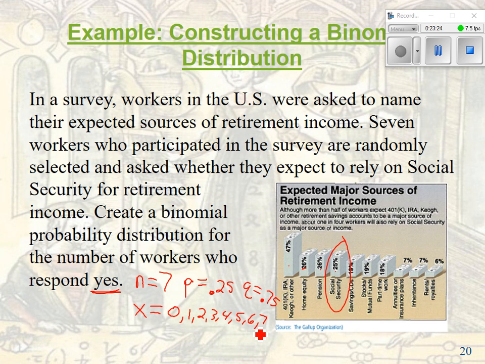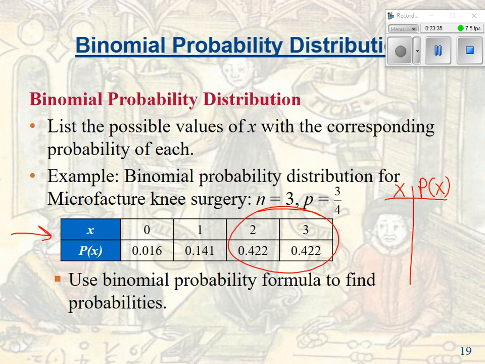So if we plug it in, just like I showed you a little while ago, we want to do first, let's write the formula up here. It goes nCx times p to the x times q to the n minus x, right? Is that formula right? Yeah. Yep.